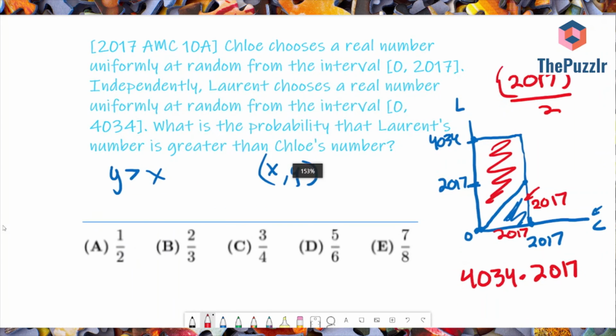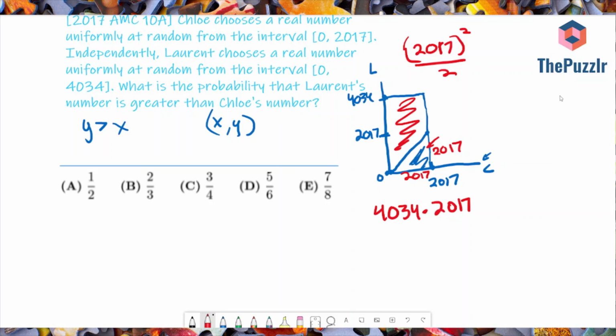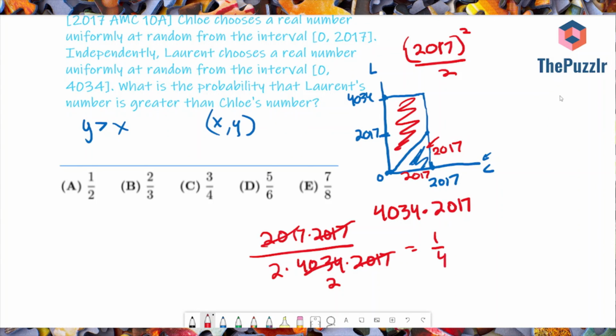And what is this probability going to be? I'm not actually multiplying out the numbers because I see everything is divisible by 2017. So this is going to be 2017 times 2017 over 2, and then you're dividing by 4034 times 2017. So the 2017s cancel out, this one also cancels out, we're left with a 2, and this gives us 1 over 4. But this is the chance that y is less than x. We're looking for the chance that Laurent's number is greater than Chloe's number, which is 1 minus 1/4, or 3/4. And we're done.